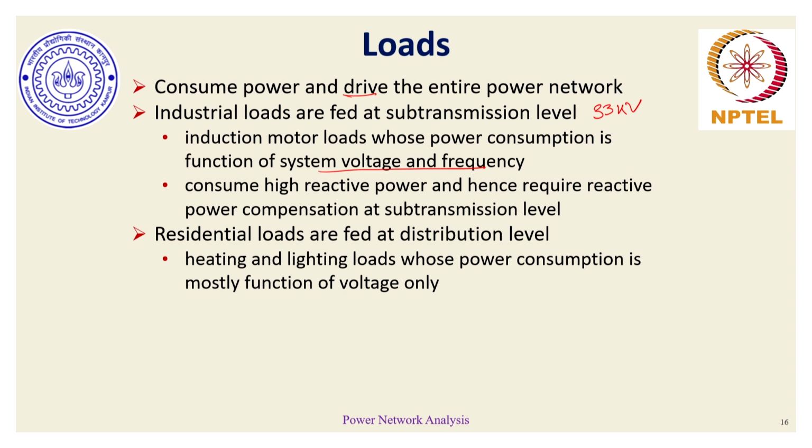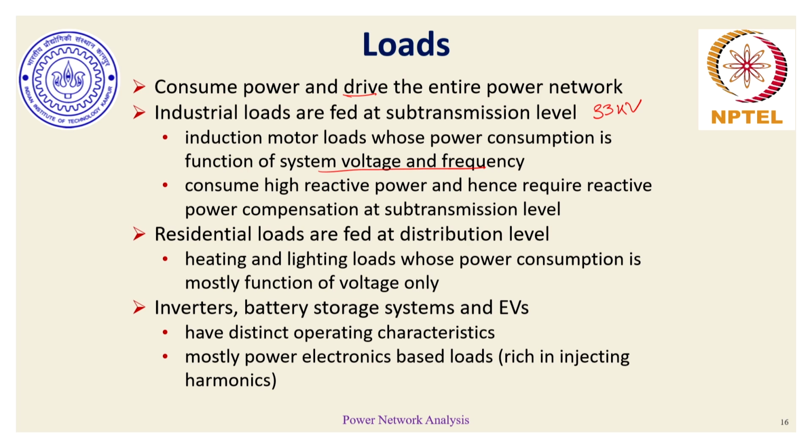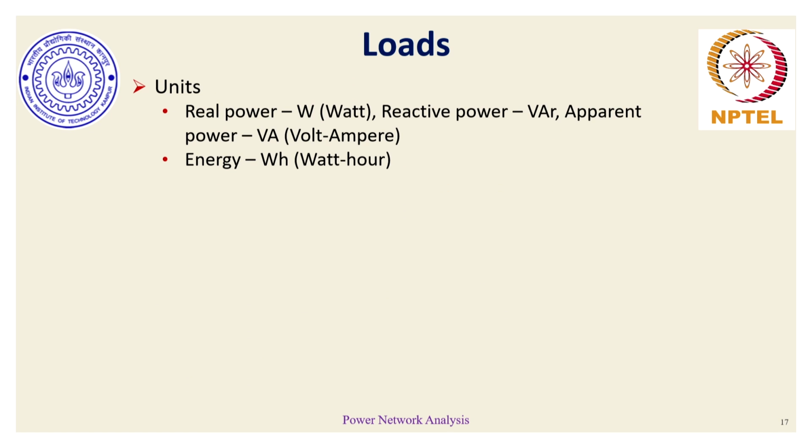Then we have the residential loads, which are mostly heating and lighting loads. And eventually, with renewables coming in, we have a lot of inverters, battery energy storage systems and EVs, which are mostly power electronic loads. One of the demerits of such loads is that they tend to inject a lot of harmonics, so a lot of harmonic compensation is often needed.